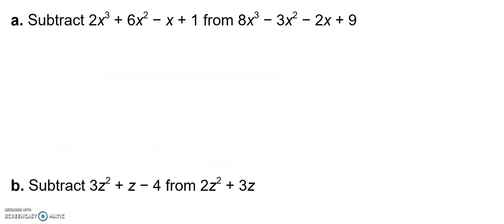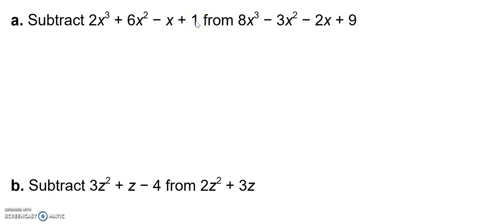Next, subtraction. So here we have to be careful. One, we have to be careful about the phrasing of this. So notice how it says subtract this, 2x to the third plus 6x squared minus x plus 1, from this, so 8x to the third minus 3x squared minus 2x plus 9.